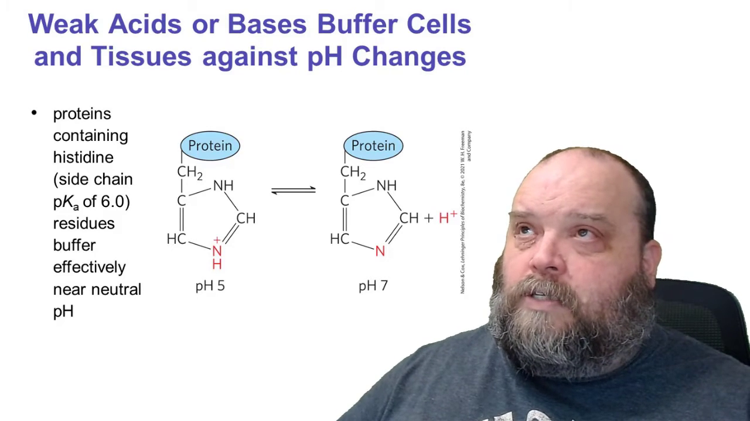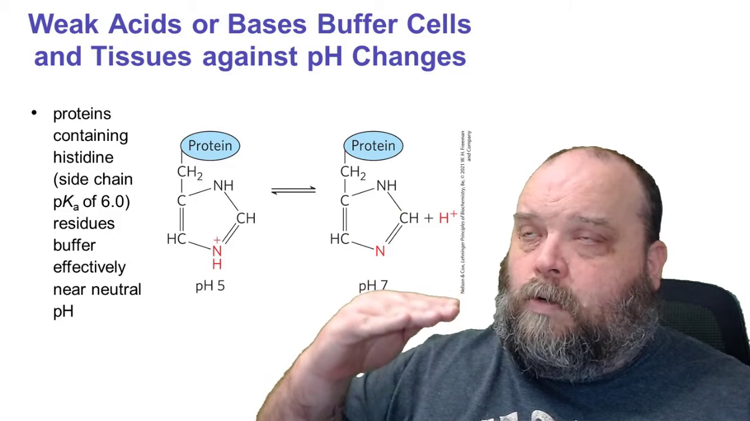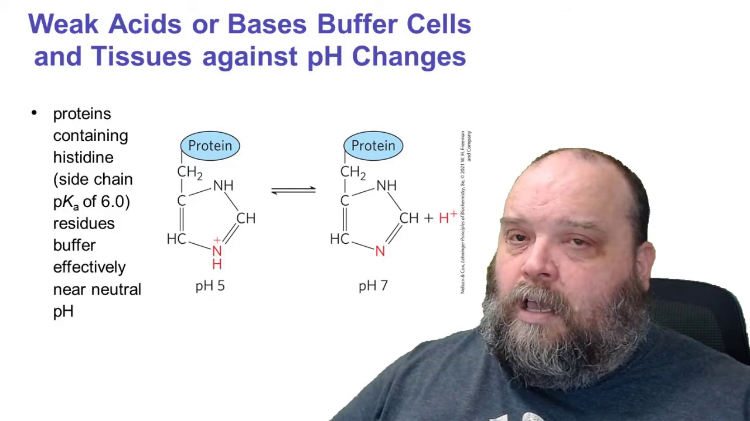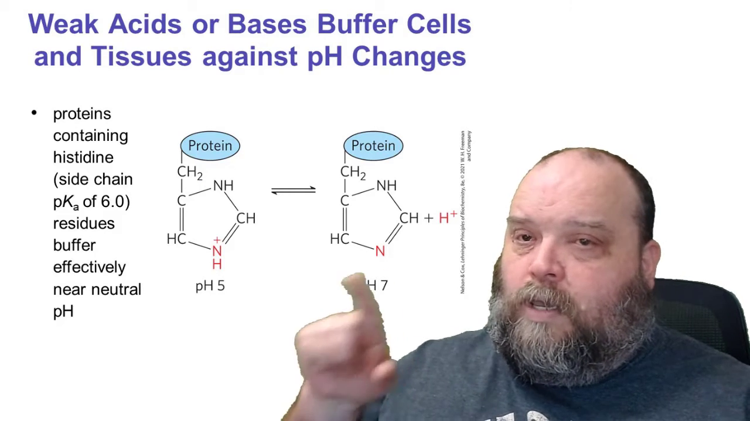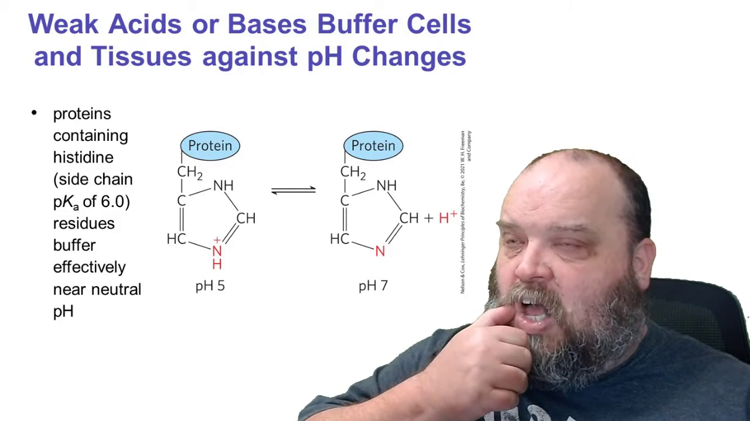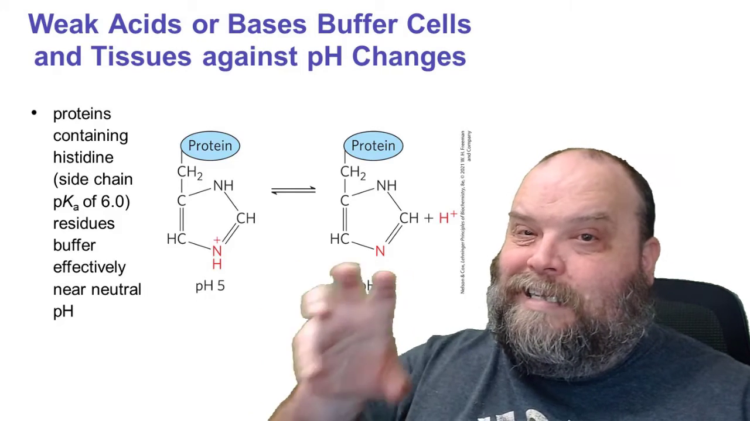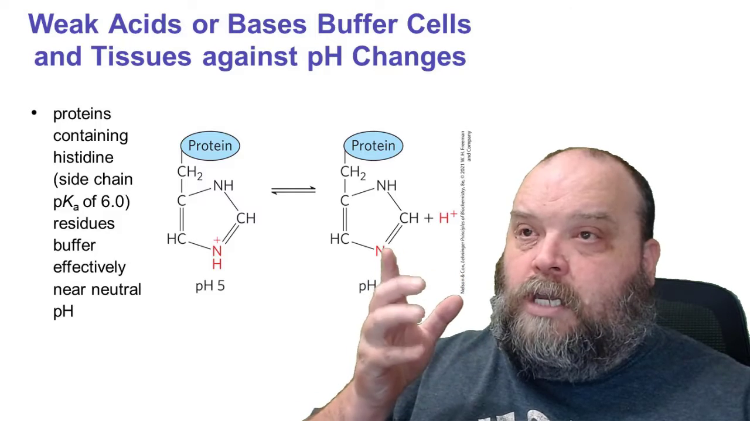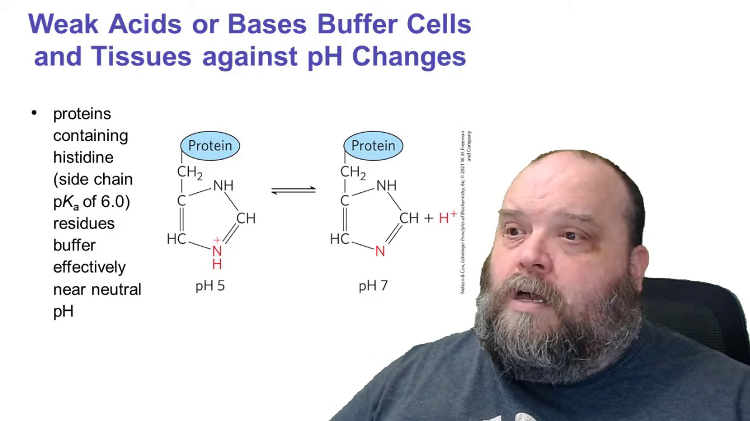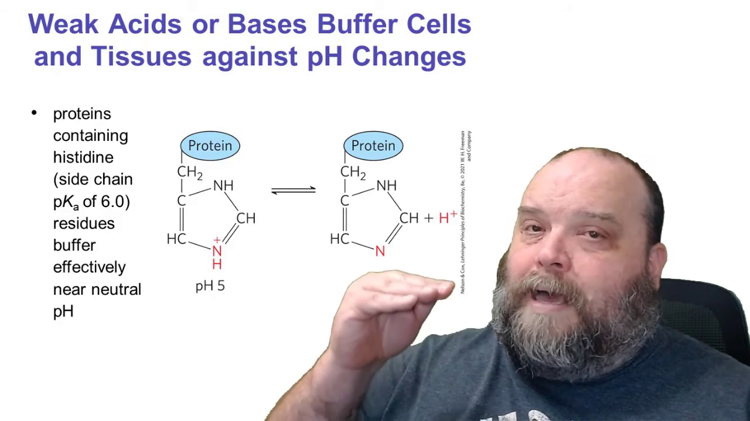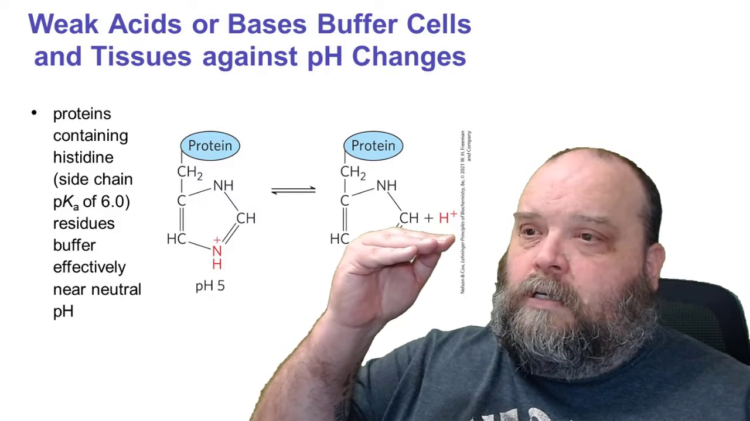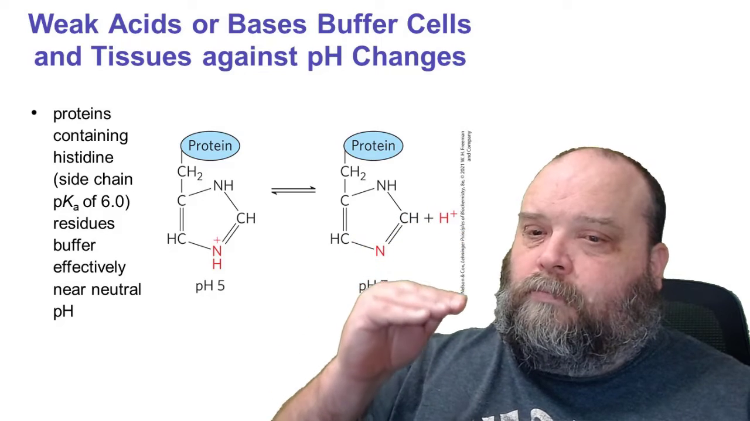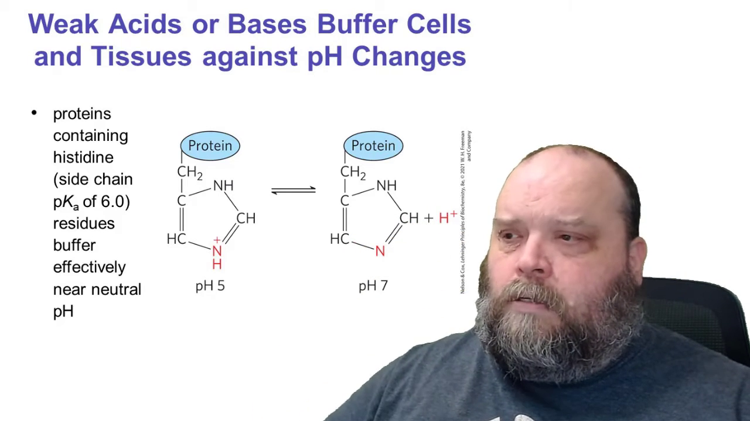As the free hydrogen concentration increases and the pH lowers, histidine, the nitrogen in the ring there, will associate with the hydrogen. Take it up. It's now associated, it's not free, thus pH now goes back up towards 7. If it goes acidic again, boom, back up. Now, is this perfect? No.